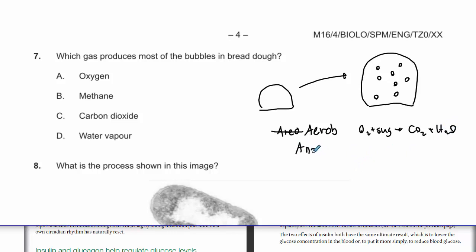And then if you have anaerobic, you have sugar, and anaerobic means no oxygen, so there isn't any oxygen here, goes to ethanol and carbon dioxide. In practice, there is some oxygen that diffuses into the dough, and it will be used by the yeast. But I think most of the metabolism here is anaerobic. But anyways, we see that even if it's a 50-50 mix, carbon dioxide is made from both processes. So regardless of whether it's aerobic or anaerobic respiration, we get carbon dioxide. So here it asks which gas produces most of the bubbles. So then, of course, it's carbon dioxide. That means C is the correct alternative.